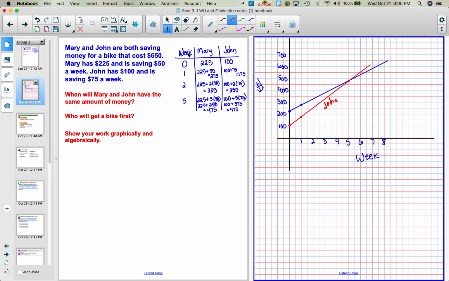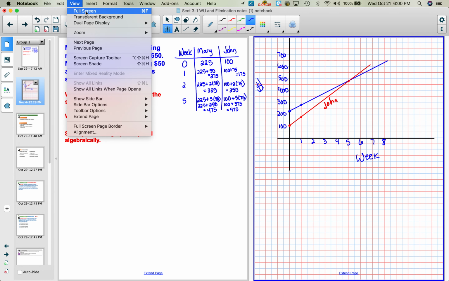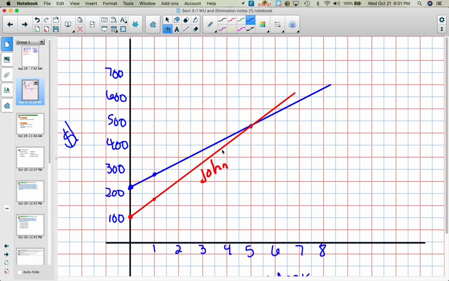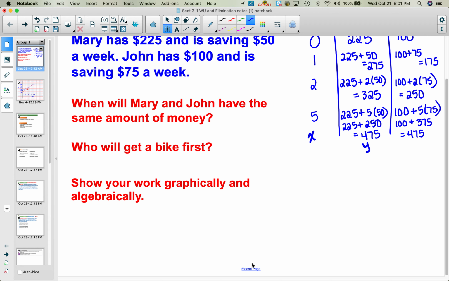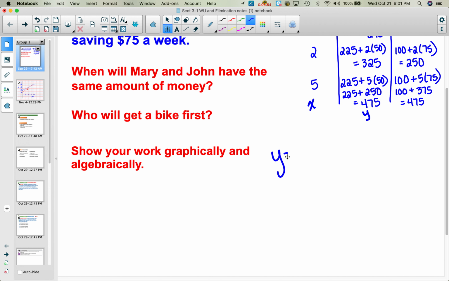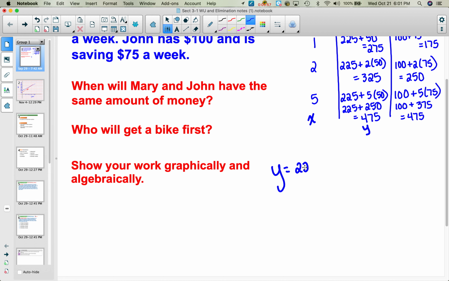Now, as far as how we would do this algebraically, if we go ahead and write our equations, I'm going to use X for the week and Y for the amount of money. So for Mary, we would say Y equals, she's starting with $225 and saving $50 per week. And John is starting with $100 and saving $75 per week.